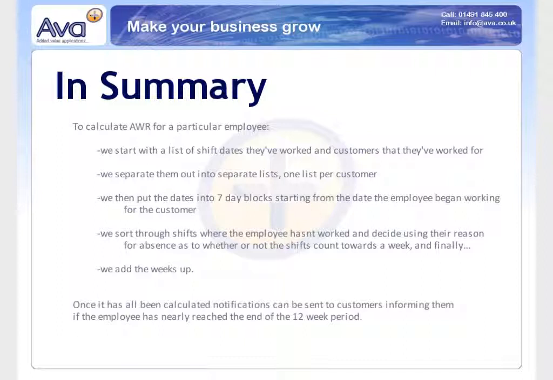So, in summary, to calculate AWR for a particular employee, we start with a list of shift dates that they've worked and locations that they've worked at, or customers they've worked for. We separate them out into separate lists, one list per customer. We then put the dates into 7-day blocks starting from the date the employee began working for the customer.